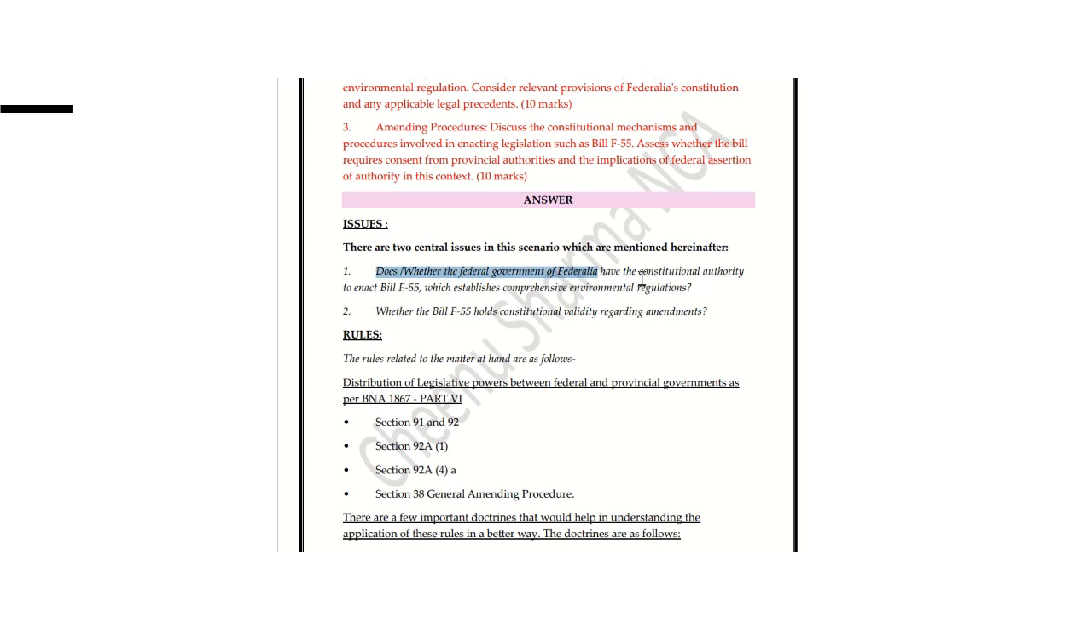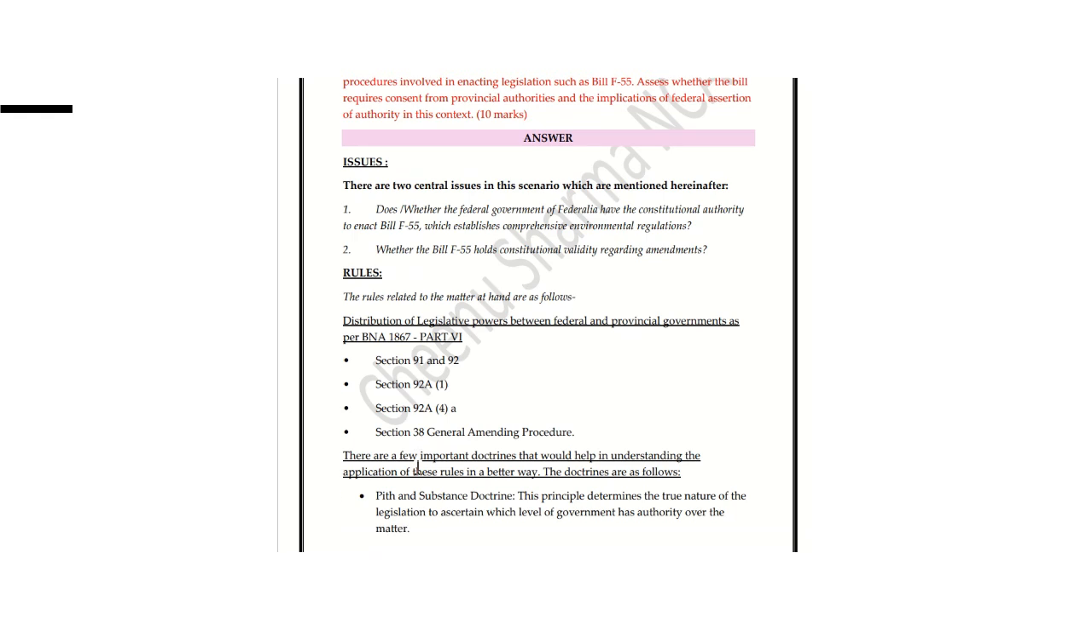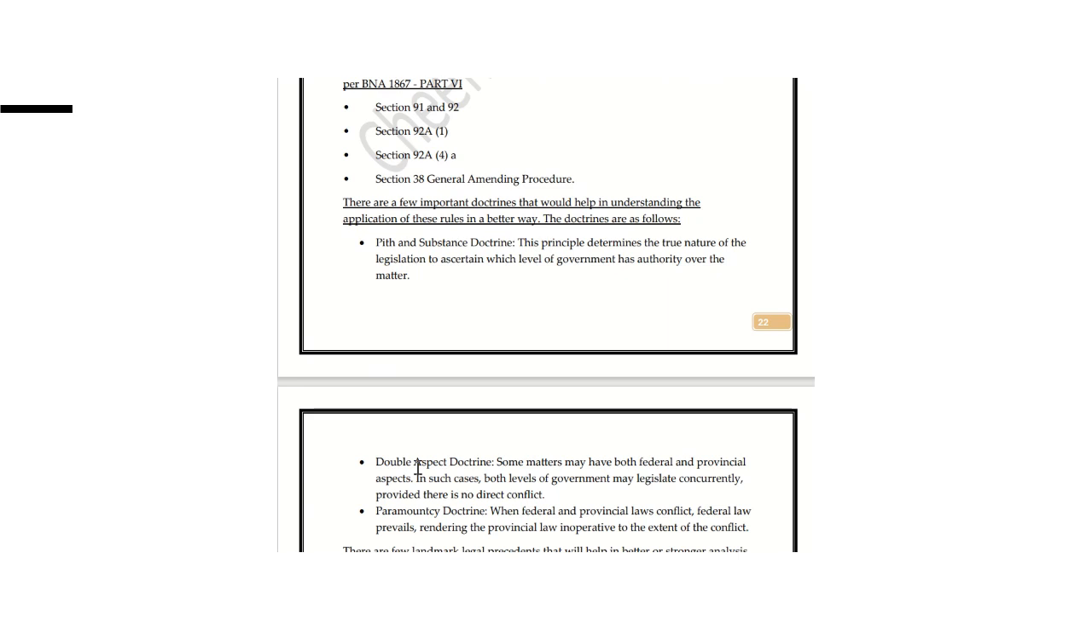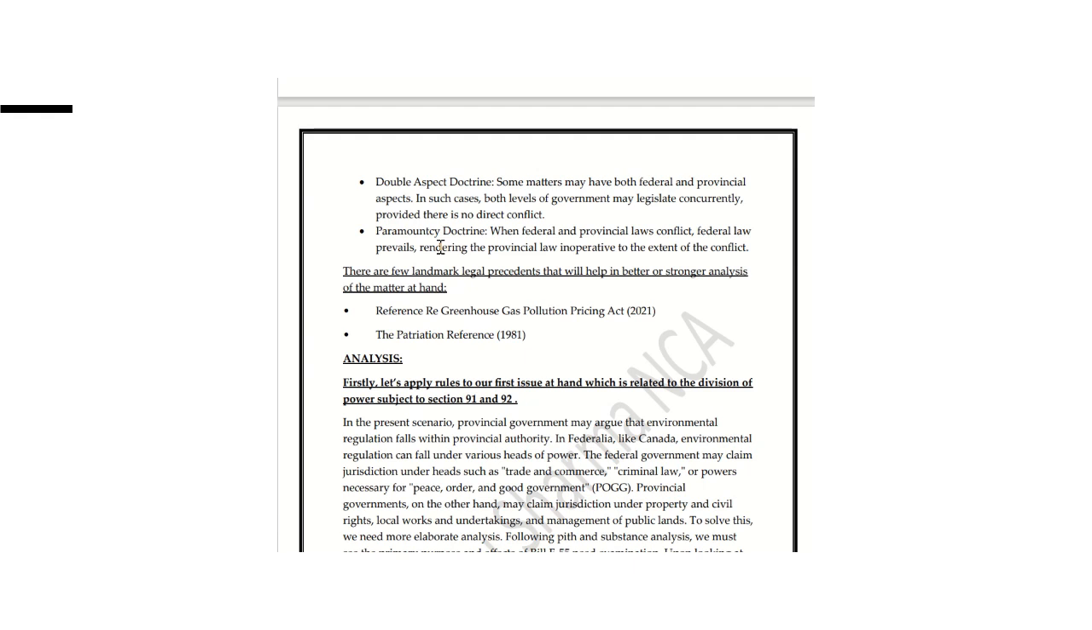Under this you will have to see the division of powers. Then, what is the constitutional validity regarding amendment? For this, the rules related to the matter at hand are as follows. These are the sections that you will have to include in your analysis. Then there are a few important doctrines under rules. If you see some doctrine is applicable, then you can mention that also. Just give a brief 2-3 lines description of that.